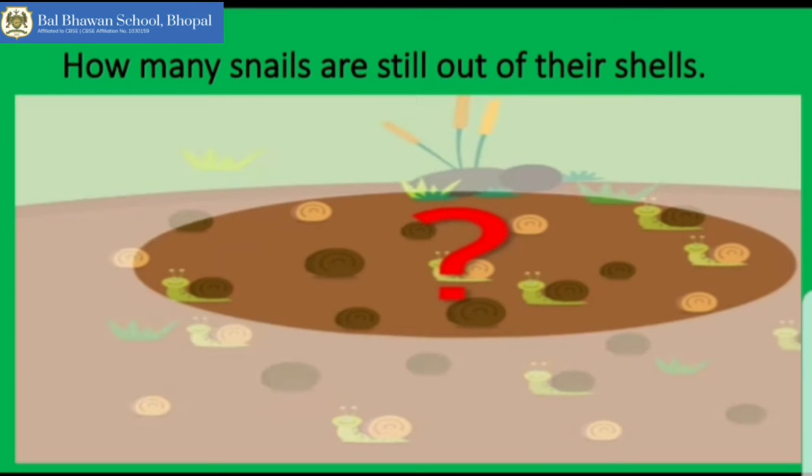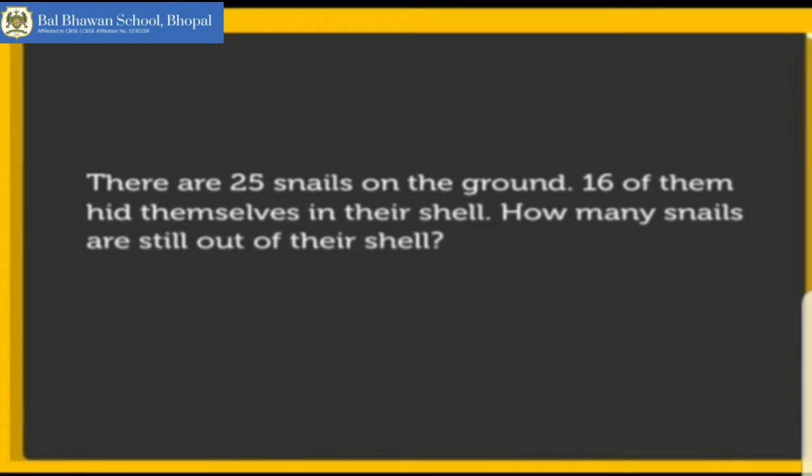Now, what you have to find out: how many snails are still out of their shells? Okay, so now you have to find out how many snails are still out. They have not hidden themselves inside the shells. That value you have to find out. Okay, so now the problem is: there are 25 snails on the ground. 16 of them hid themselves in their shell. How many snails are still out of their shell?